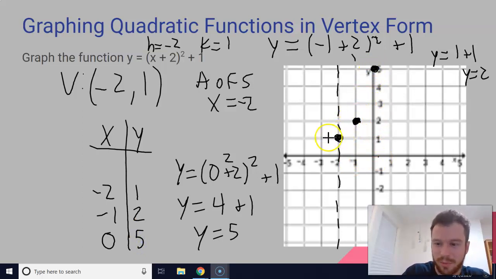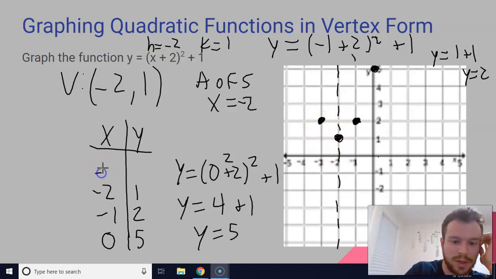Now, these points are completely symmetrical. Remember the axis of symmetry. So this point right here, (-1, 2), is 1 unit over from this axis of symmetry. So on the other side of the axis of symmetry, I'm just going to go 1 unit to the left. Since this point was 1 unit to the right of the axis of symmetry, I'm going 1 unit to the left, and we have our fourth point, and that's (-3, 2). So I can put that right here, (-3, 2).